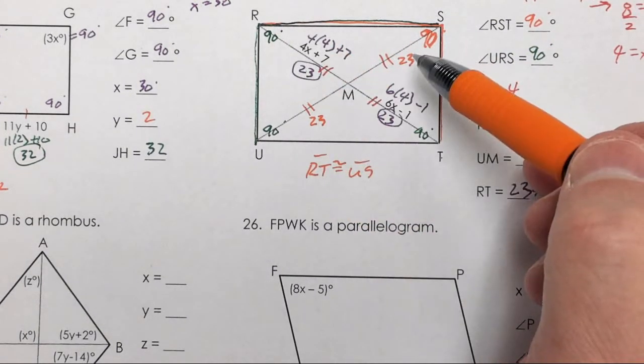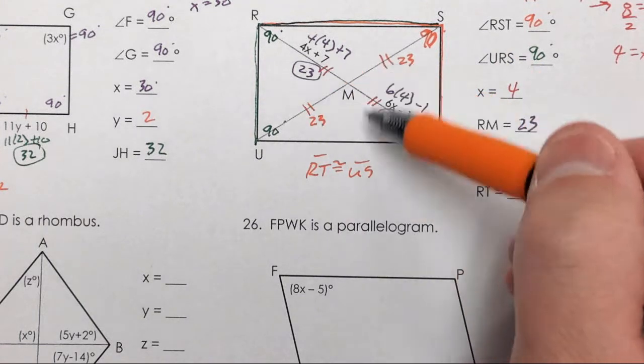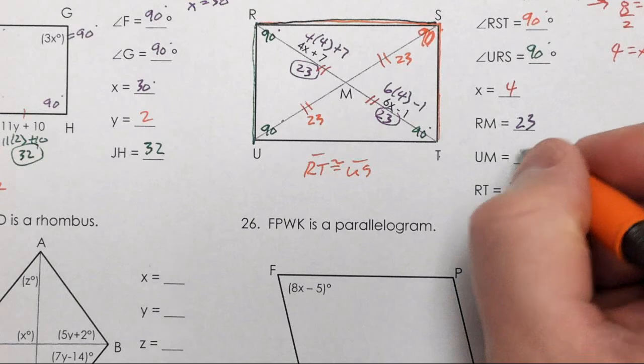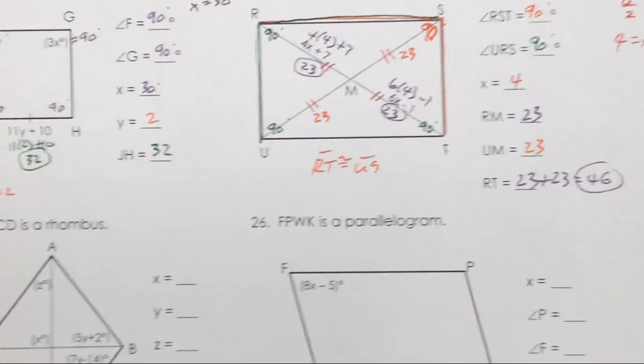The diagonals not only bisect each other, they're also equal to each other. So all these little segments here are going to be congruent, so they're all 23. That means that has to be 23 as well. Moving on to number 25.